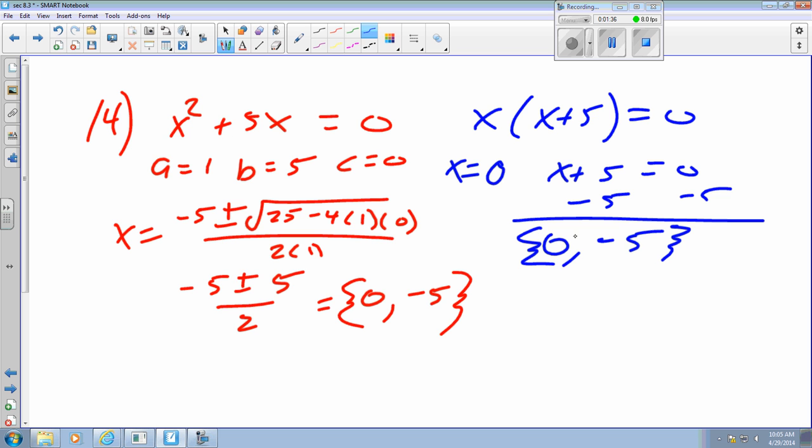Remember on your test, you're going to have one that you have to do that way, one that you're going to have to do by completing the square, and then you're going to have a bunch where you get to pick how to do them. So don't forget your factoring stuff that you learned a while back.